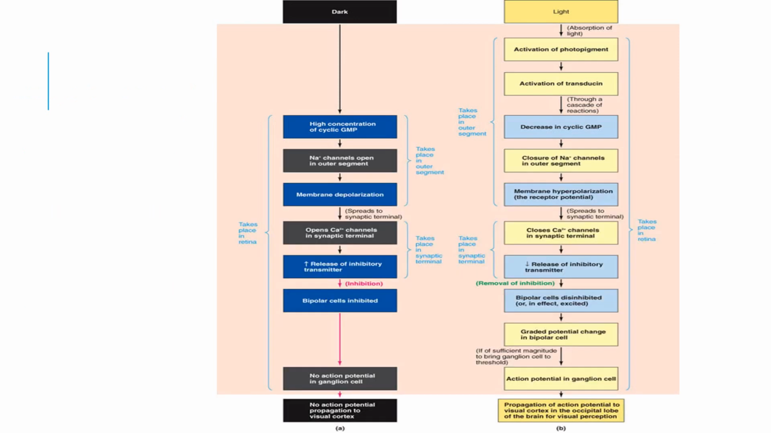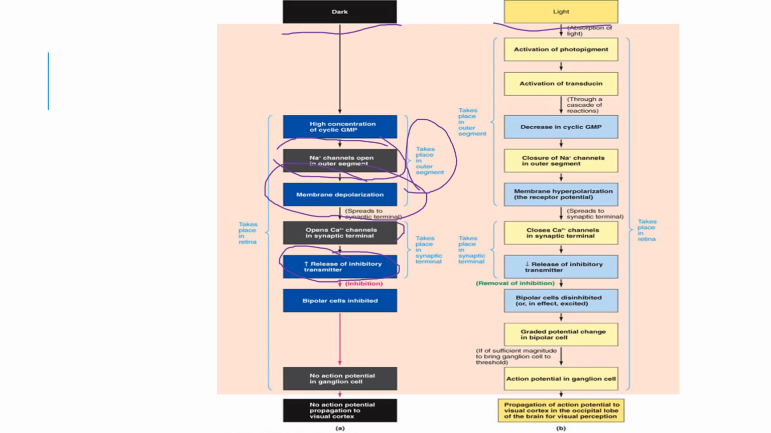So here, when we put it all together, let us look at the differences between the dark and light stimulation. With the dark, this is going to take place within the rods and particularly within the outer segment. We'll have a high concentration of sodium channels that are open, so sodium is constantly depolarizing that membrane. What happens then is that we'll have opening of calcium channels in the synaptic terminal, and so this is increasing the release of inhibitory neurotransmitter.